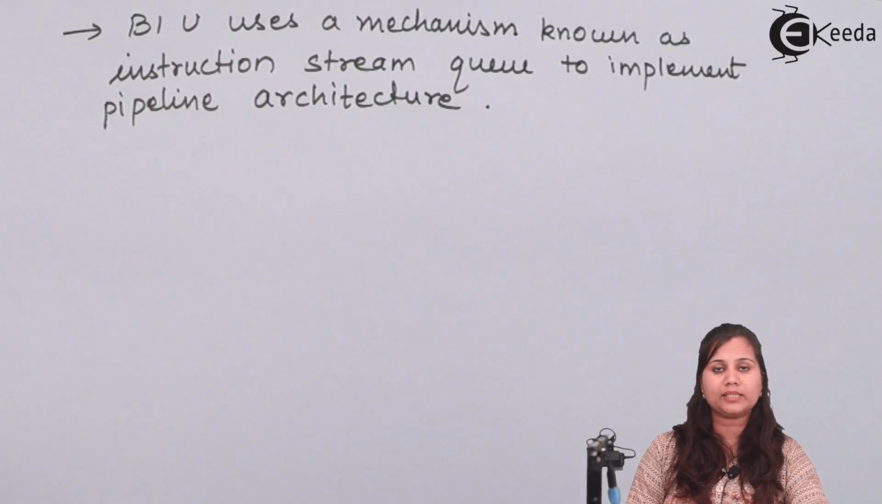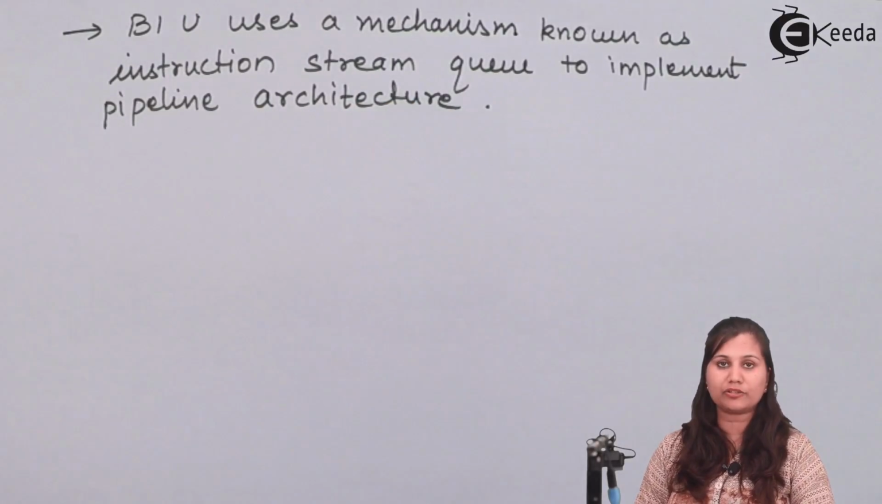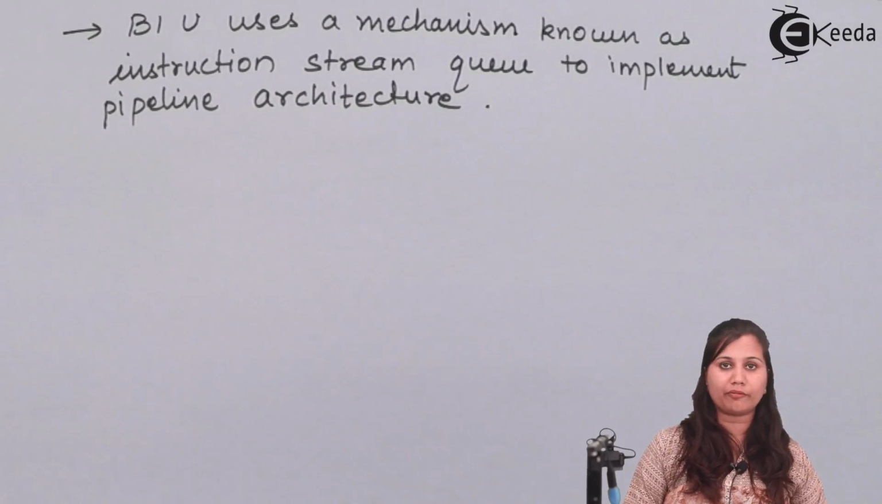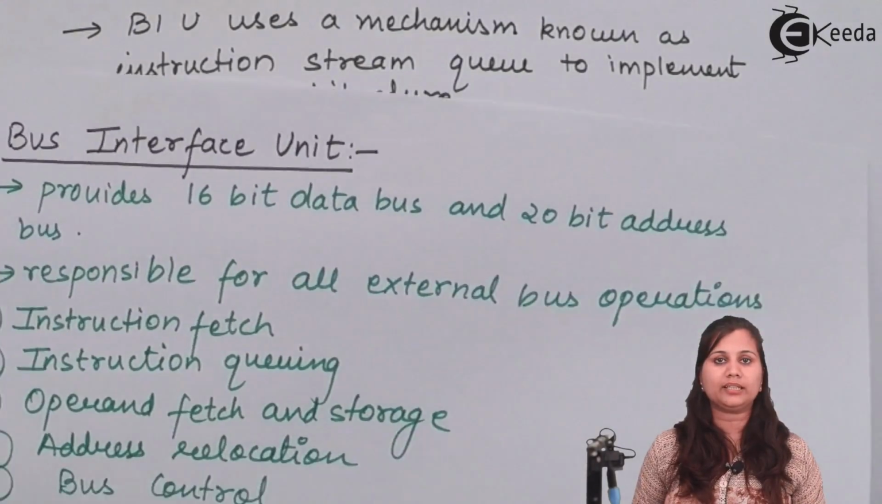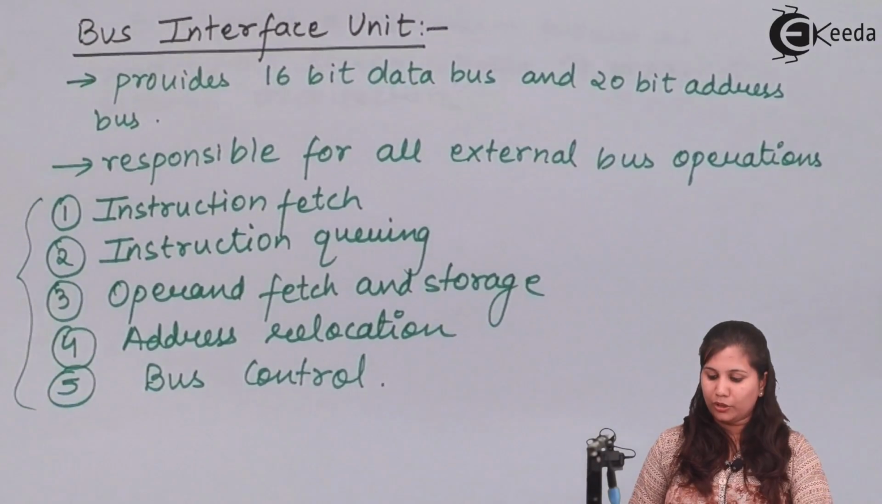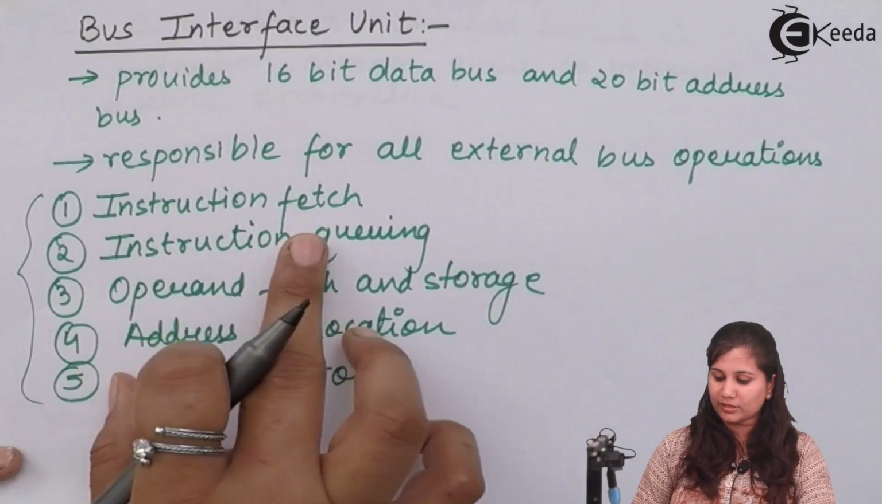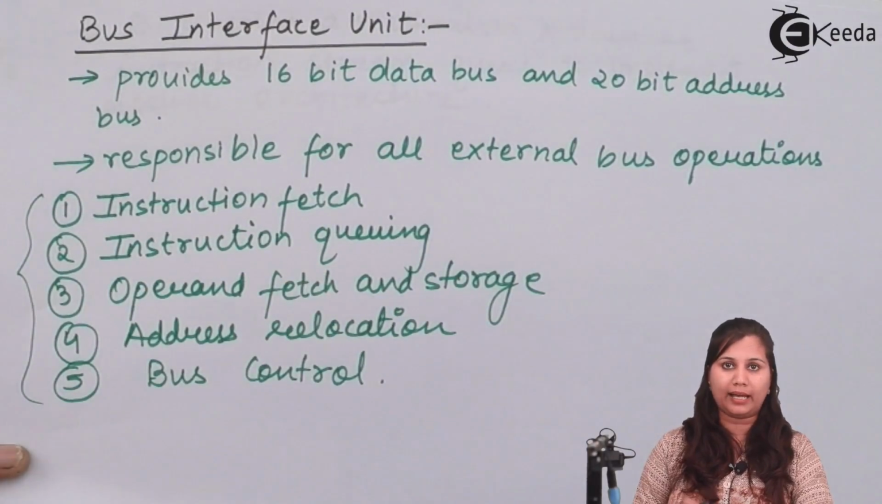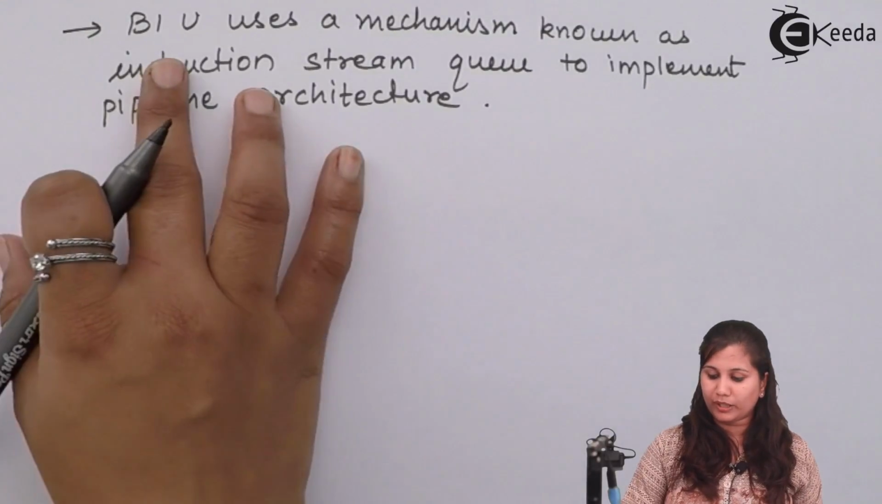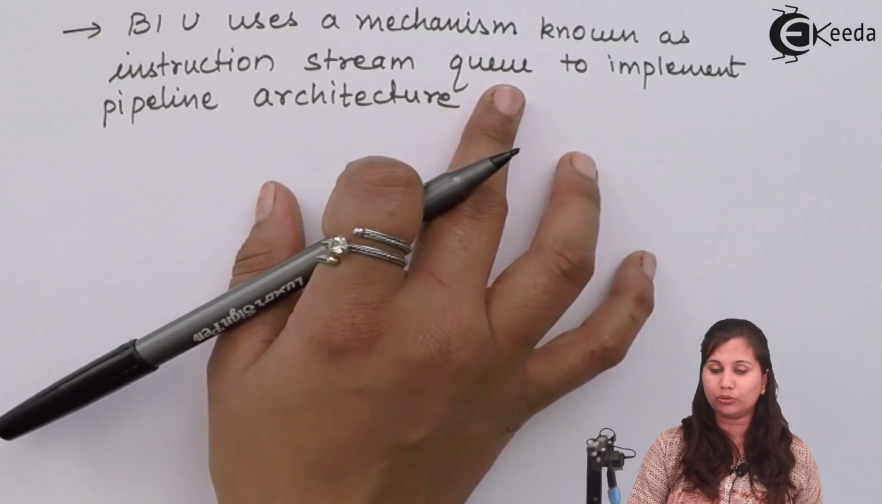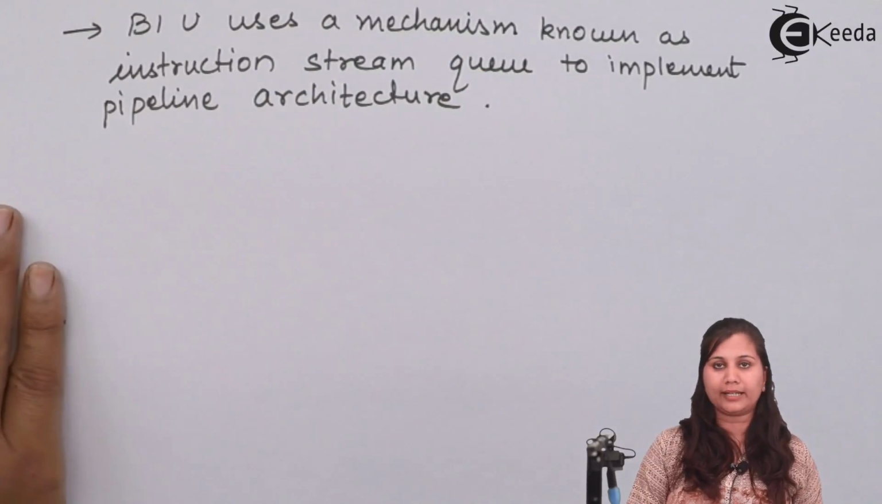So this bus interface unit's second function is the instruction queuing. First is the instruction fetch. So it is going to fetch the instructions which are written in the memory. From memory it is going to fetch all the instructions. Then those instructions will be queued in a line, meaning it uses a mechanism known as the instruction stream queue to implement the pipeline architecture.